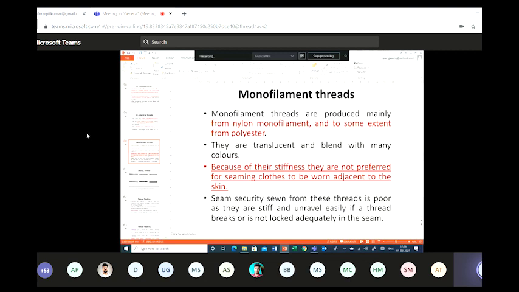The other thread is the monofilament thread. There is only one filament, okay, and mostly all the monofilament threads are nylon, and to a very limited extent you find polyester thread, and they are translucent. Generally, they are not dyed. It easily blends with any color of the fabric. And because it is monofilament, they are very stiff.